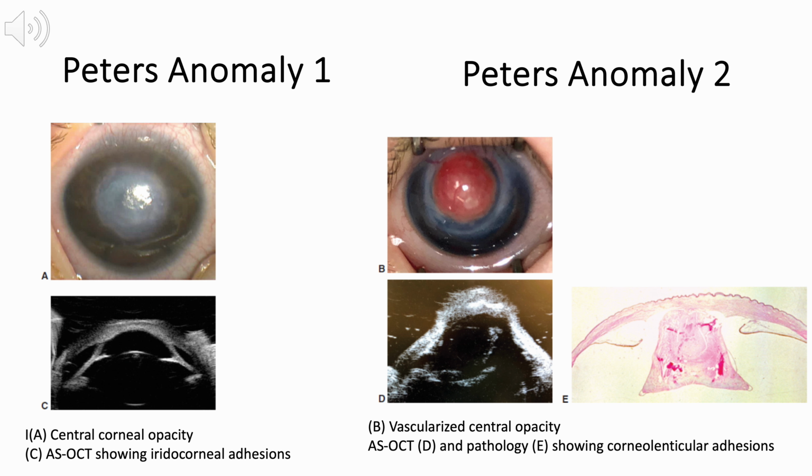On the right side, Peters anomaly type 2 is illustrated. Image B shows a vascularized central corneal opacity, which is more severe in appearance. Image D, another ASOCT scan, and image E, a histopathologic section, both show corneolenticular adhesions, where the cornea is abnormally attached to the lens, a defining characteristic of type 2. These adhesions are typically more severe and may be accompanied by cataracts. Overall, this comparison underscores the more extensive involvement of ocular structures in Peters anomaly type 2 compared to type 1.